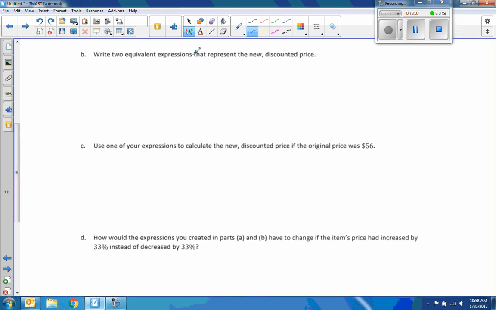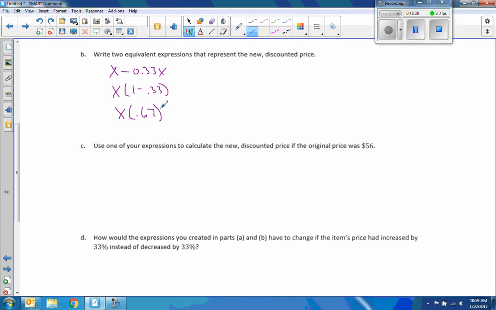Write 2 equivalent expressions that represent the new discounted price. There are multiple ways we can do this. One way is to take the original, going back to our table we just did, take the original price minus 0.33x, which was the discount. And then just do what we did in our table and factor 1 minus 0.33, which would be 0.67 times x.